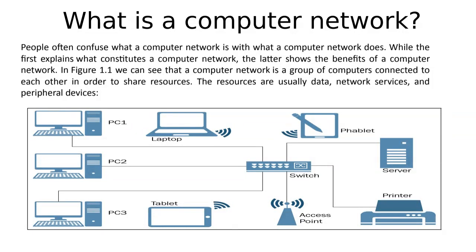So there is a difference between what a computer network is and what the computer network does, or what the benefits of the computer network are. By definition, a computer network is a group of computers connected to each other in order to share resources. What are these resources? These resources can be data, network services, or even some peripheral devices like a scanner, maybe a camera, CCTV camera, things like that. Maybe an access unit.